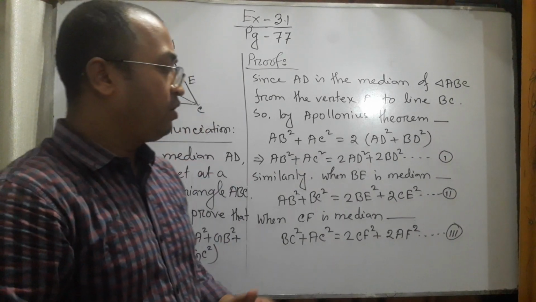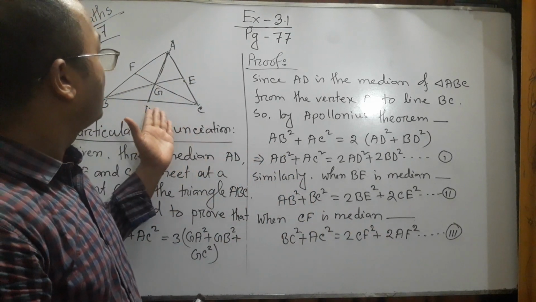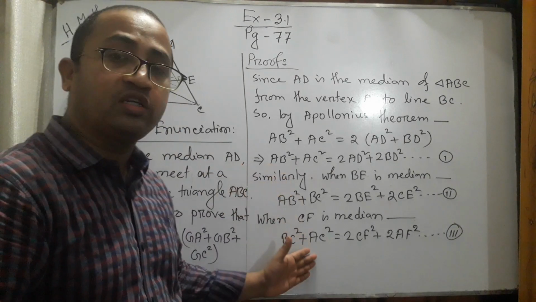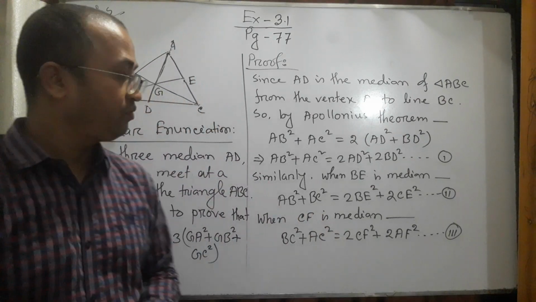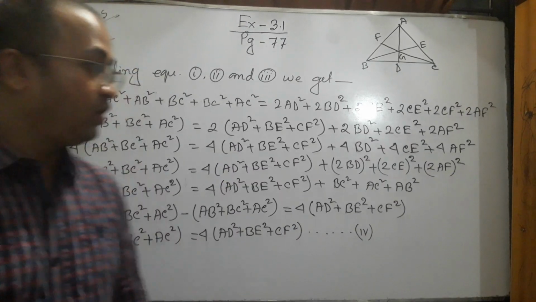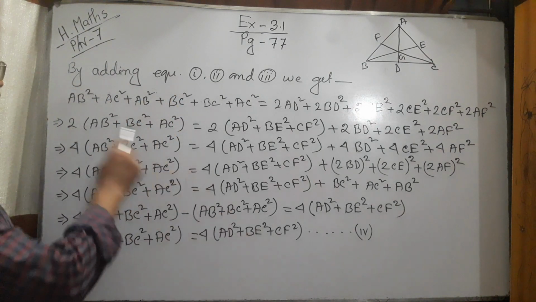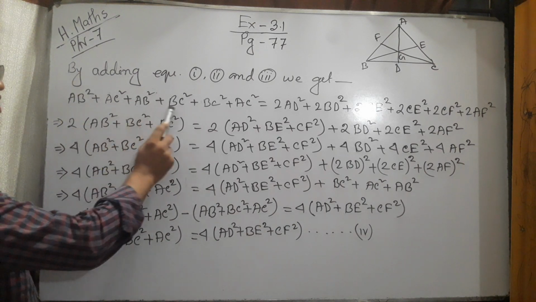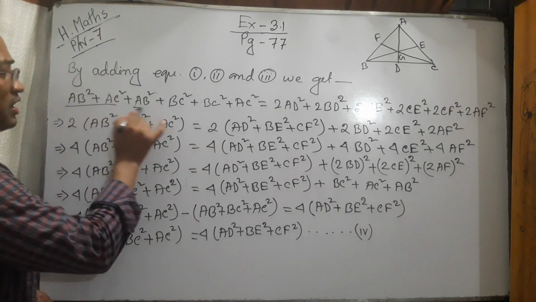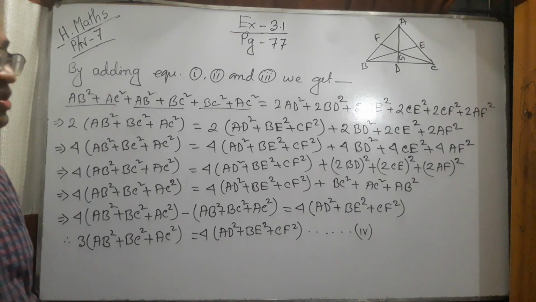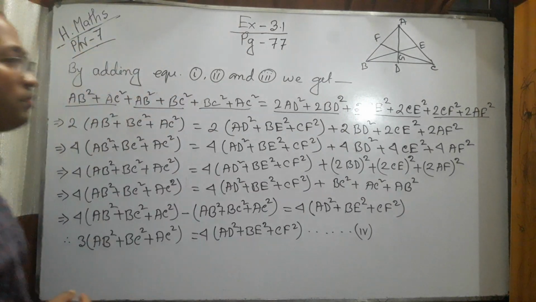Now students, look, we get 3 equations for the 3 medians of this triangle. Now we will add these 3 equations. By adding equations 1, 2 and 3 we get AB square plus AC square plus AB square plus BC square plus BC square plus AC square. That is the left side of the three equations. Similarly, the right side of the three equations we write on the right side of this equation.